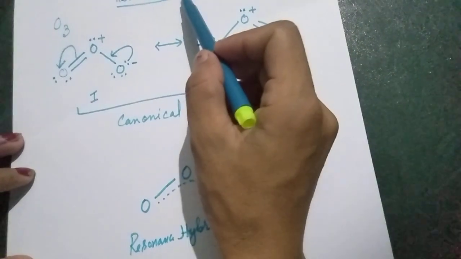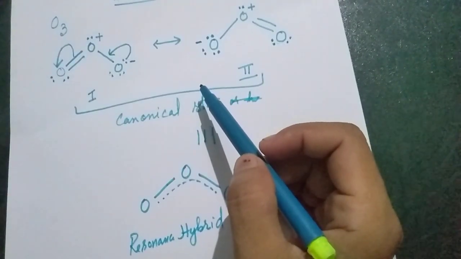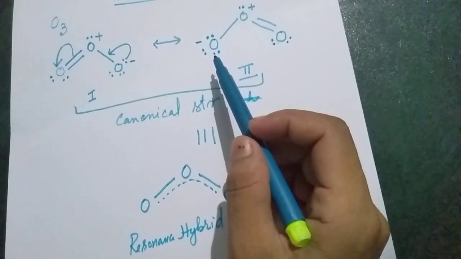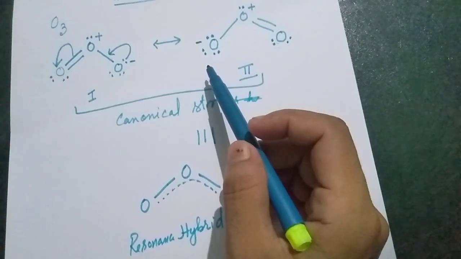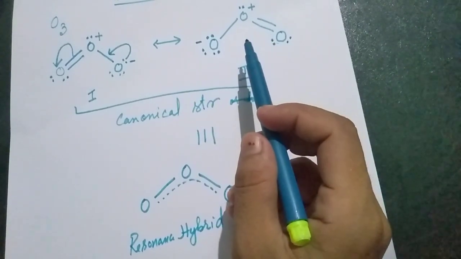So what is resonance? Resonance means where a single Lewis structure cannot explain all the properties of the compound or molecule, so we have to represent it by 2 or more Lewis structures. This, which is represented by 2 or more structures, is called resonance.